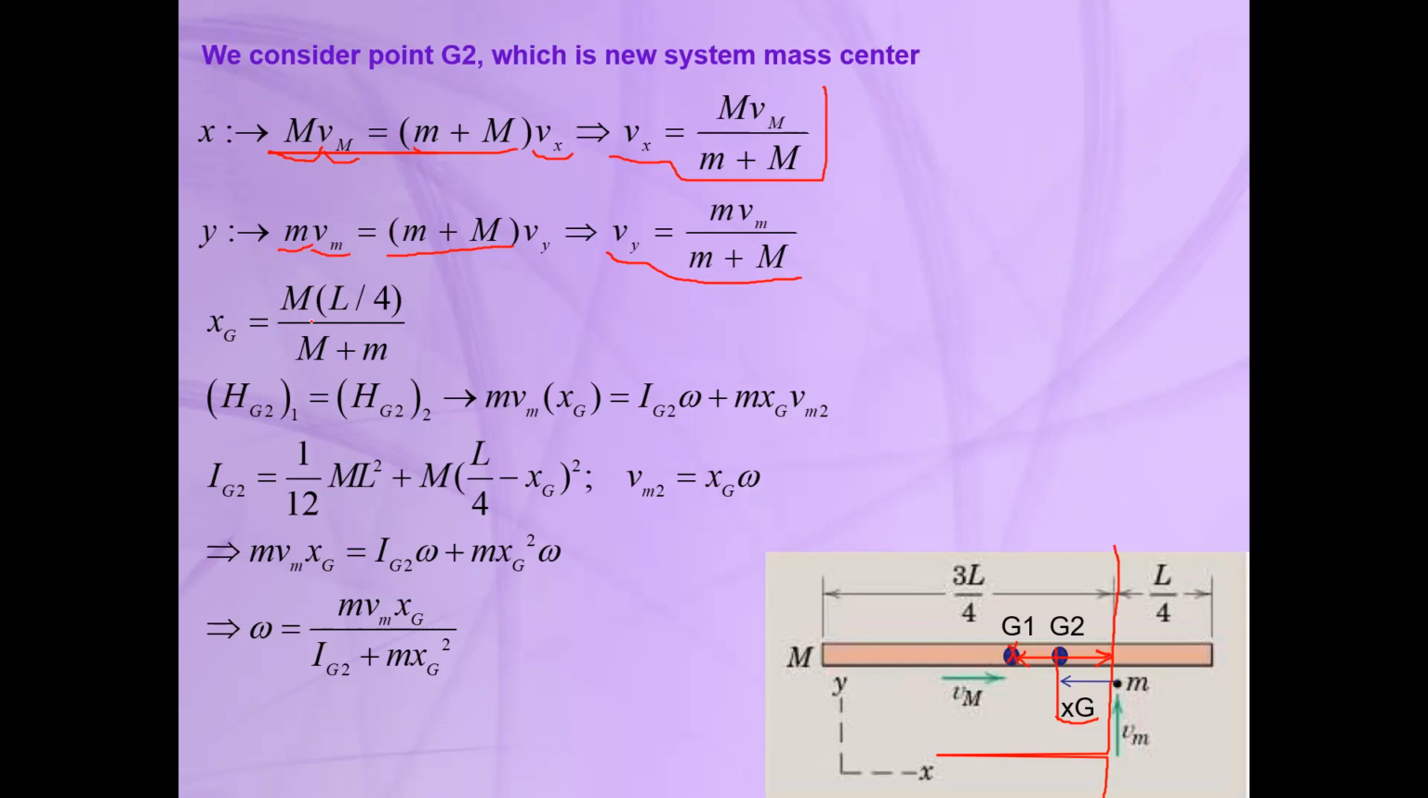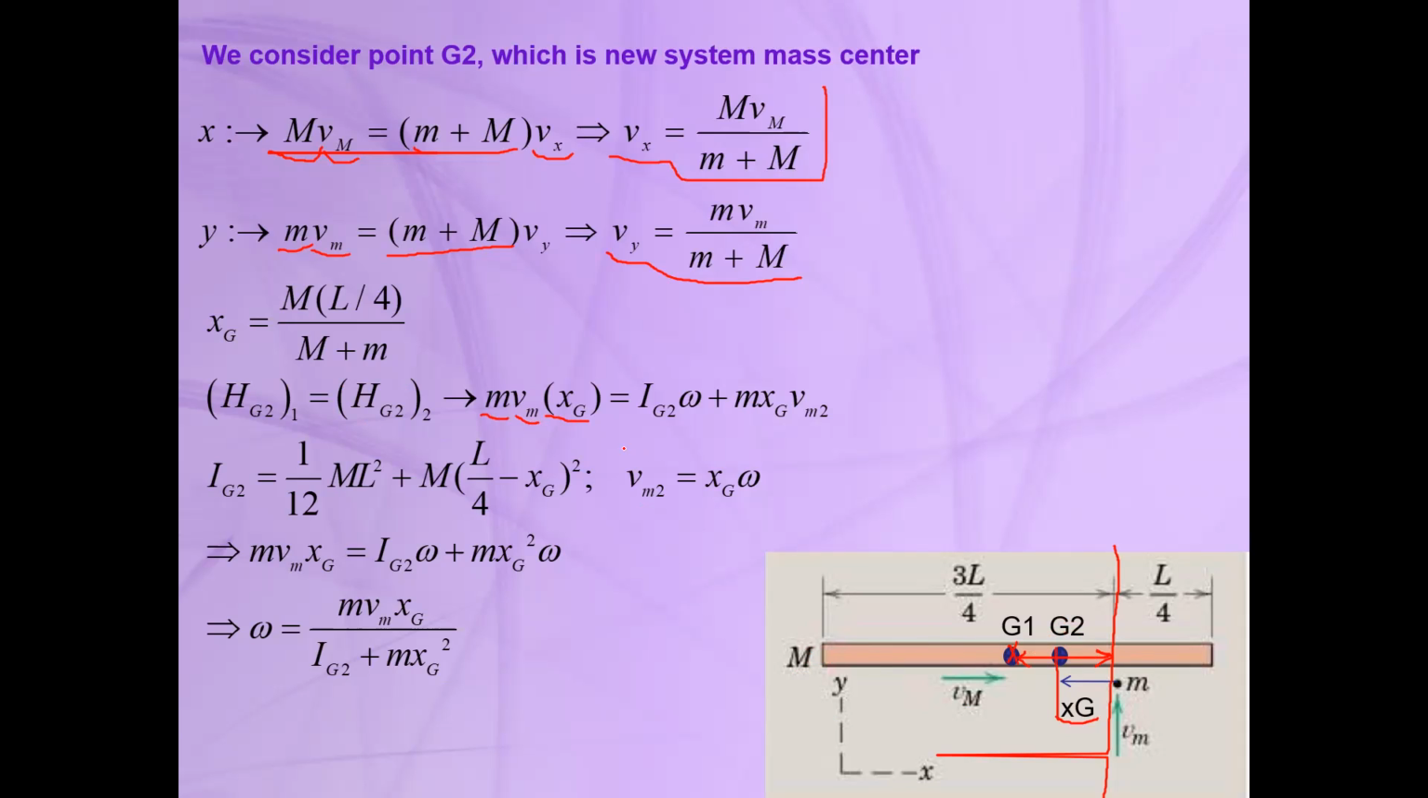And now we can write the angular momentum about point G2, the new mass center. Before the impact, the angular momentum about point G2 is equal to the mass of the particle times its velocity times xg. But the bar does not contribute, because its velocity is exactly horizontal and the velocity vector passes through the point G2, so it doesn't have any angular momentum about G2.